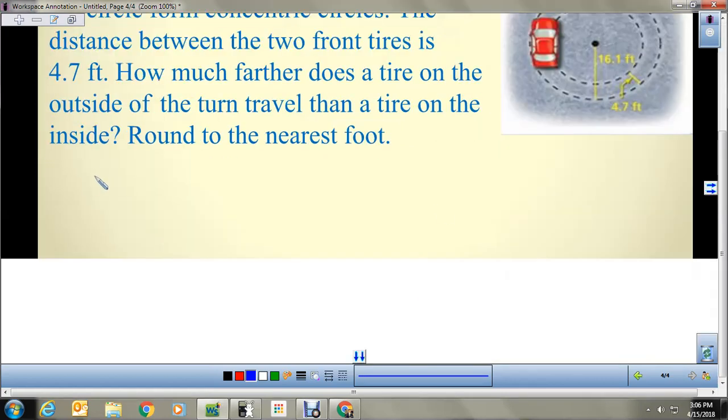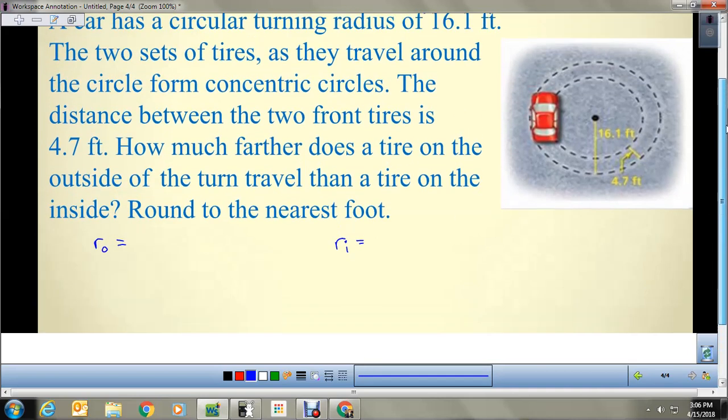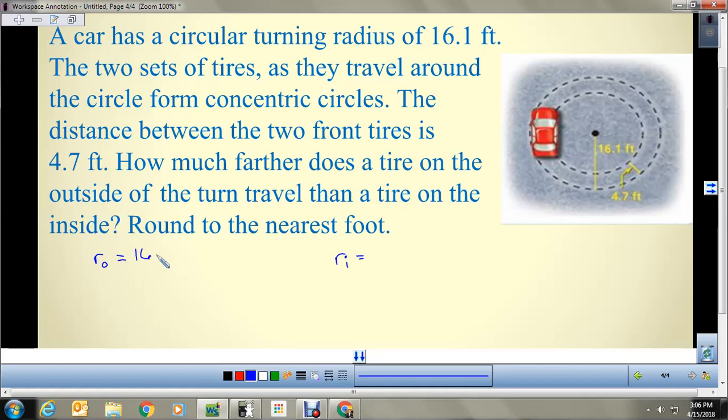So the first thing we're going to do is identify the radius of the outside, and then identify the radius of the inside circle. The radius of the outside circle was given to us as 16.1 feet. The radius of the inside circle is going to be 16.1 minus the 4.7, because that's how far apart the wheels are. And that number is going to come out to approximately 11.4. So that is our inside radius. We have our outside radius.